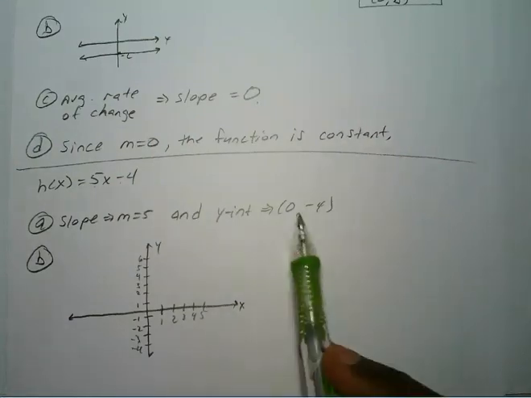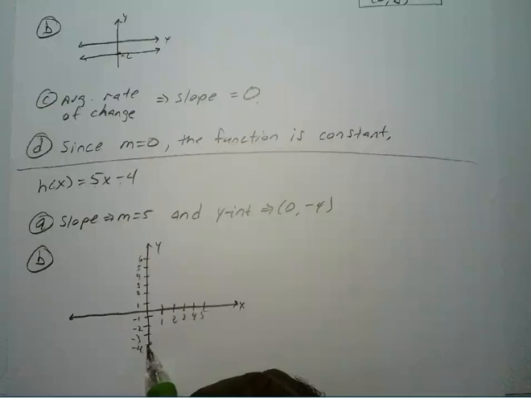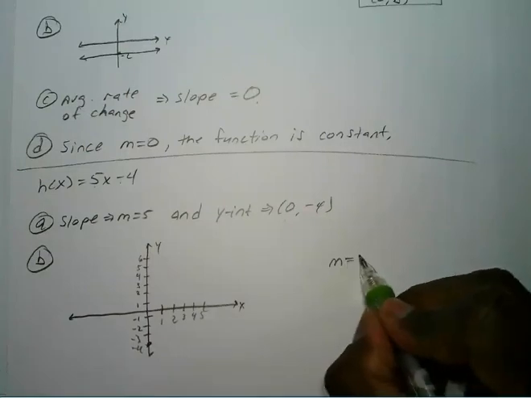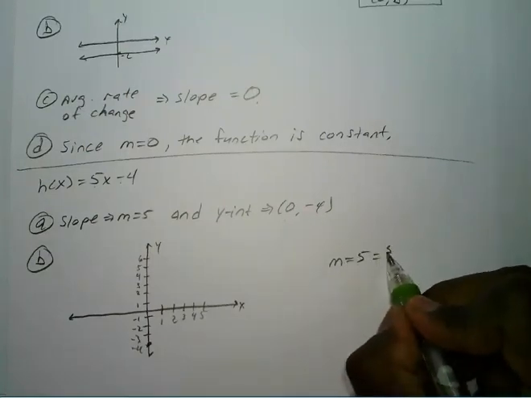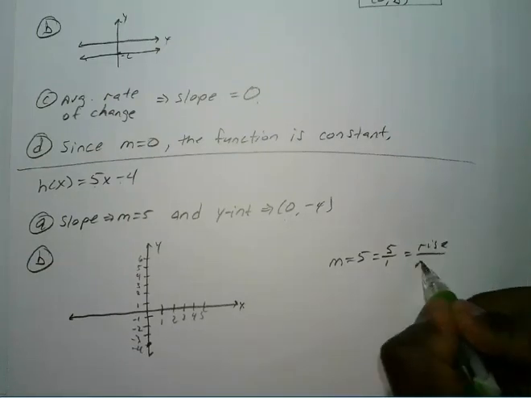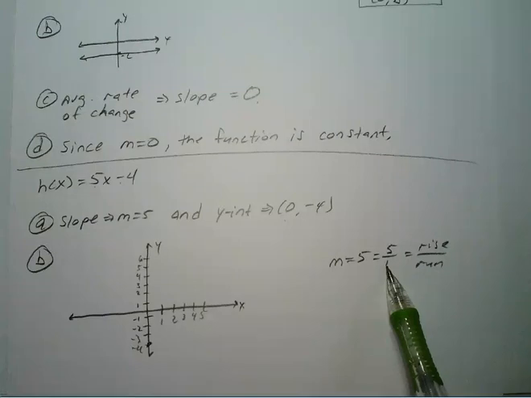Okay, so we start at our y-intercept, which is (0, -4). So (0, -4) is right there. Since our slope is 5, we can just make that 5 over 1, which is our rise over run. So we go up 5, to the right 1.